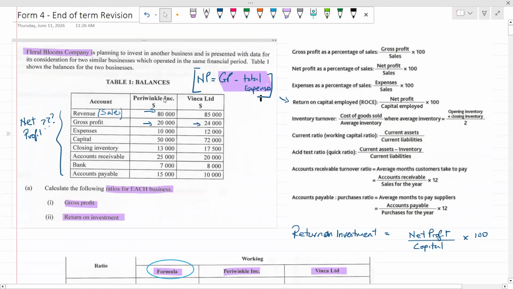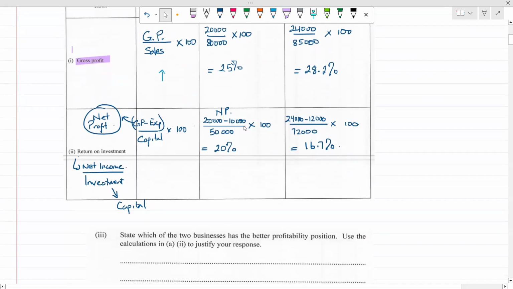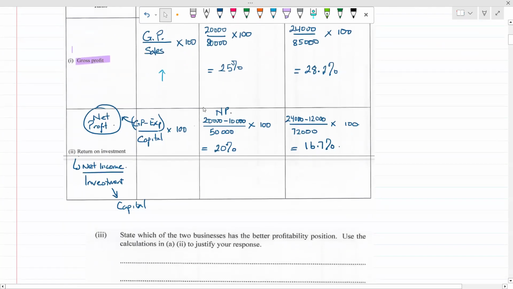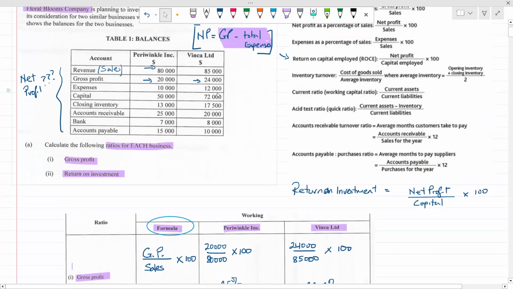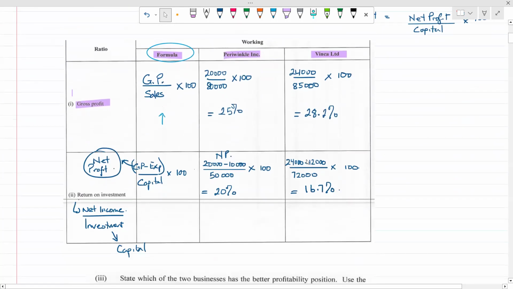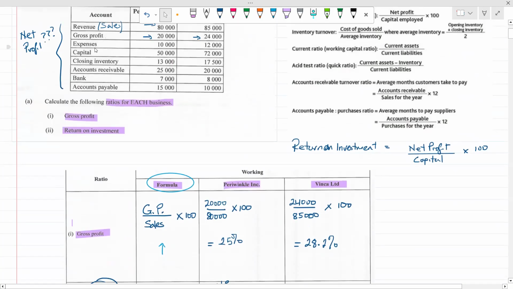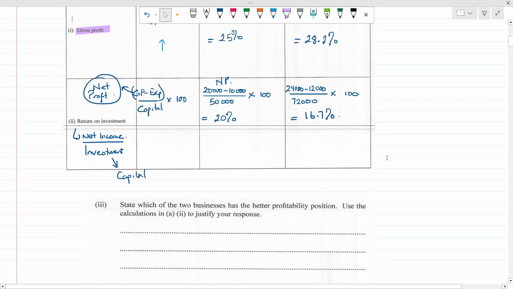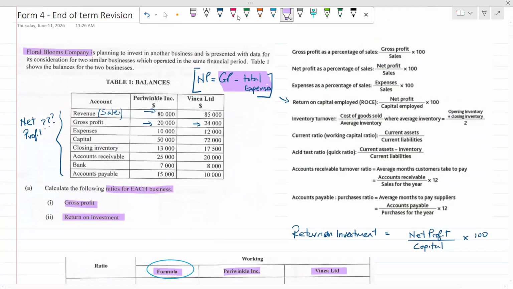For Periwinkle, the gross profit was 20,000 and the expenses were 10,000. So we did 20 take away 10 over the total investment. The capital was 50,000. So we work that out to be 10,000 over 50,000 times 100, and that's 20%. For Winkle Limited, the gross profit was 24,000 and the capital investment was 72,000. 24,000 minus the expenses of 12,000 will leave us with 12,000 over 72,000, and when we work that out, we should get 16.7%. So this first question was on ratios.